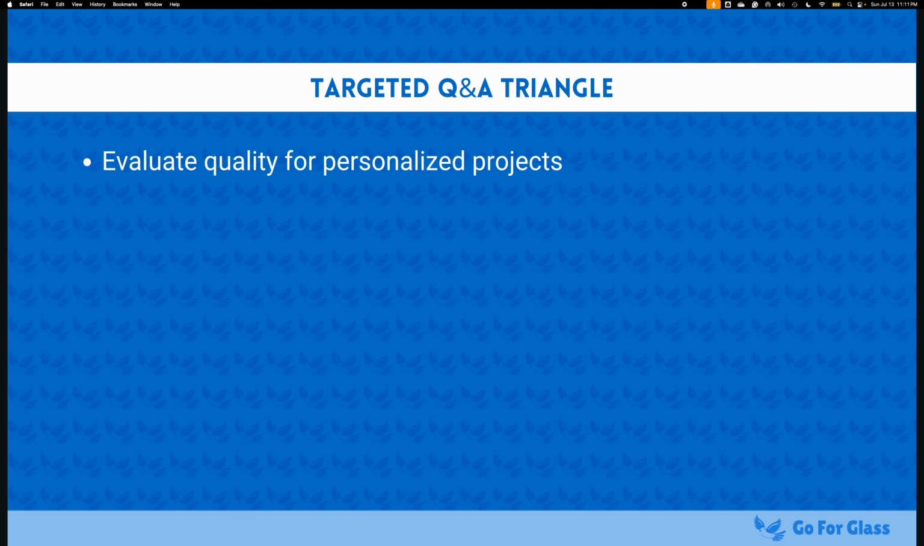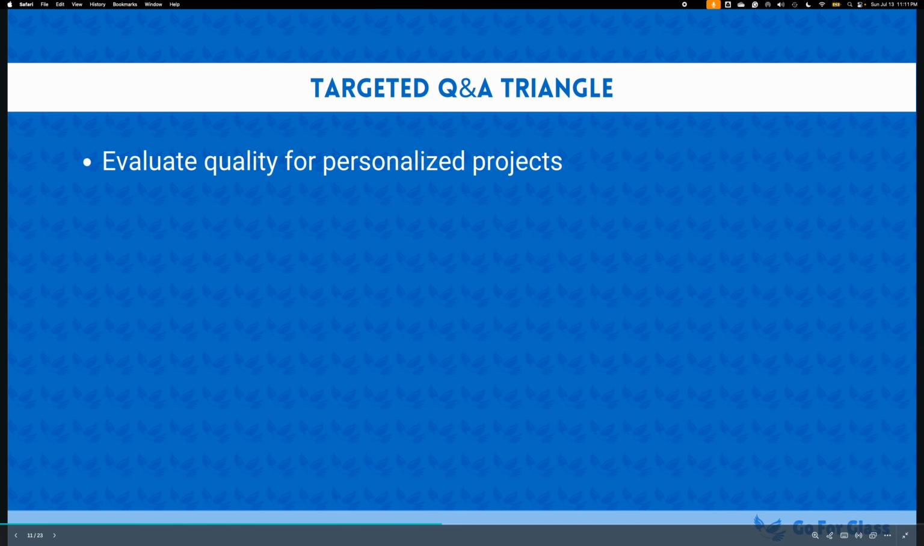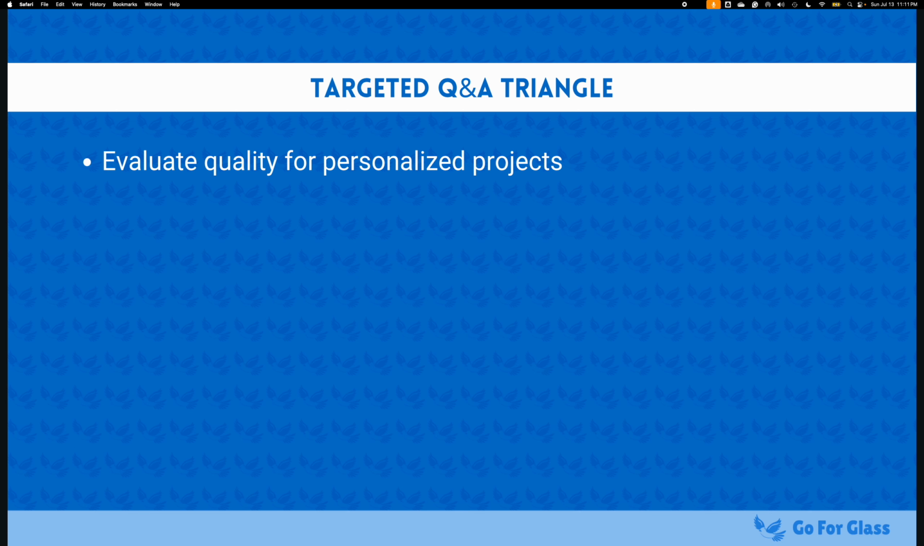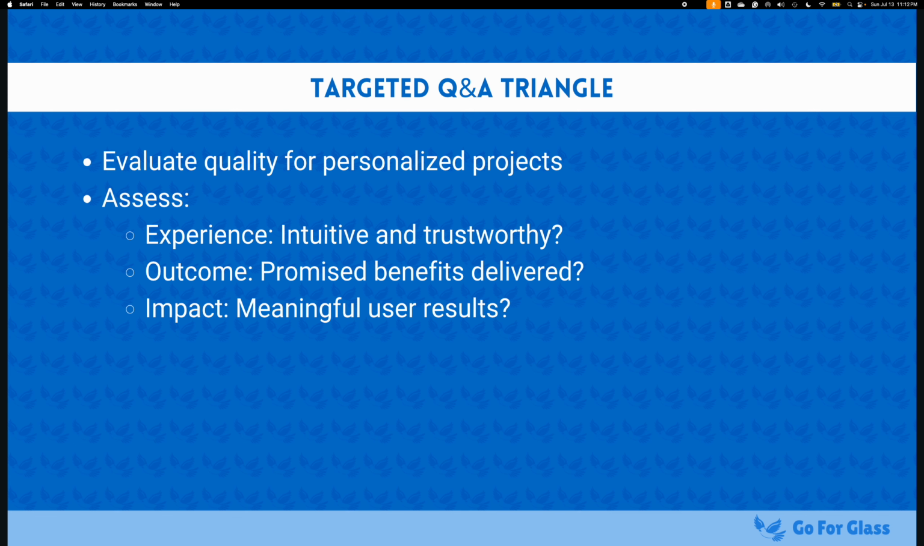All right, the targeted Q&A triangle. Whereas mini FMEA is used in industries because it's easy to standardize, that does not work everywhere. In education, where the average experience is highly personalized, we can benefit from using a framework called the targeted Q&A triangle. This is a quality evaluation method, and it assesses 3 criteria. You'll notice that 3s and 4s are really common in quality methodology. I don't know why. But it's looking, first of all, at experience, outcome, and impact.